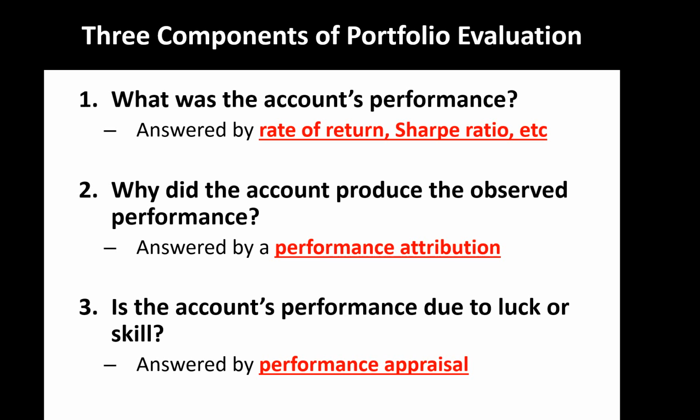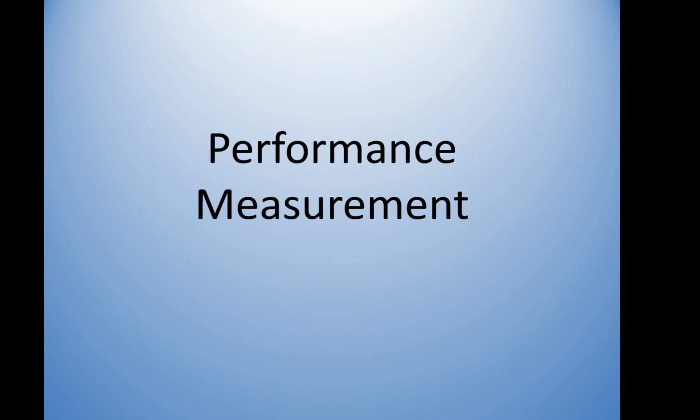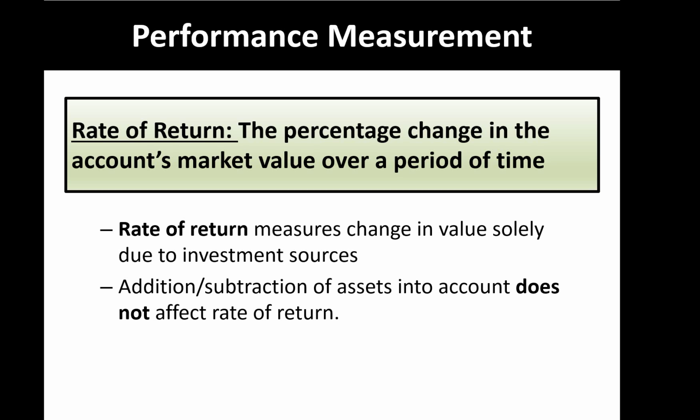And we're going to focus now on measuring performance. When you first think of measuring performance, the most common thing you'll think about is rate of return, which looks at the percentage change in the account's market value over a period of time. The key thing to note in the definition of rate of return is that it only focuses on measuring the change in value solely due to investment sources. So whatever amount of money you have in your pension fund or your account, and let's say you have some mid-year deposits into the fund or mid-year withdrawals, that should not affect the overall return of the portfolio.